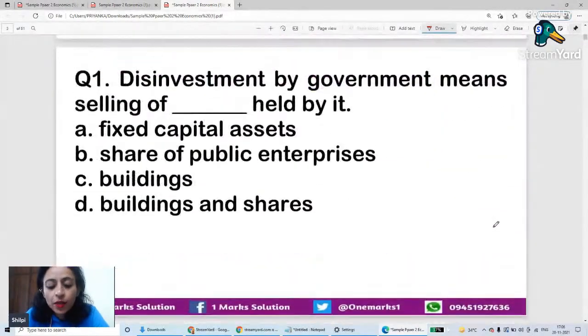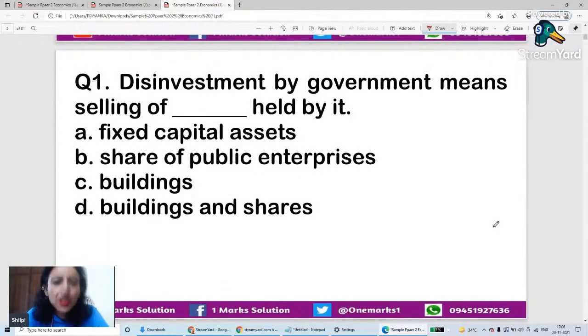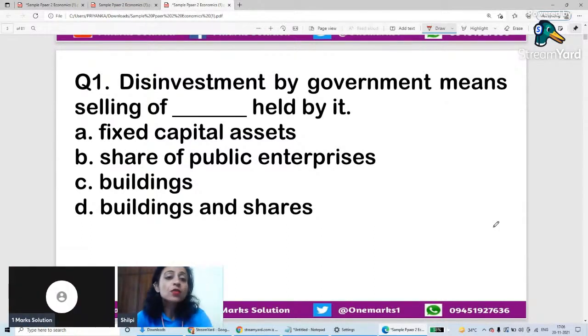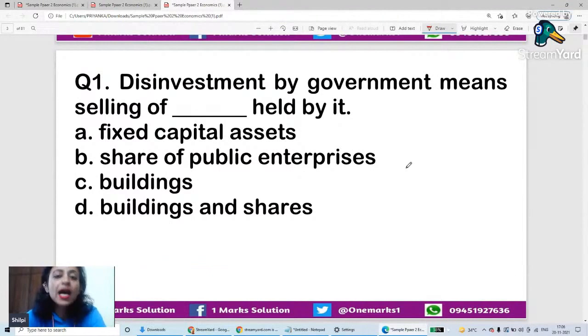Question number 1 says disinvestment by government means selling of dash held by it. Now, as we all know, investment means putting up of our incomes or funds into some specific place where we can get returns on that, right? So if we are putting our funds into some particular business to get returns, that is known as investment. And disinvestment means withdrawing of our investments. So as and when government has planned to do the privatization, they just sell the shares of public sector undertakings to the private sector, which means they are getting back the money which they have already invested. So that is called disinvestment. So in this, disinvestment by the government means selling off the shares of public sector enterprises. So option B is correct.